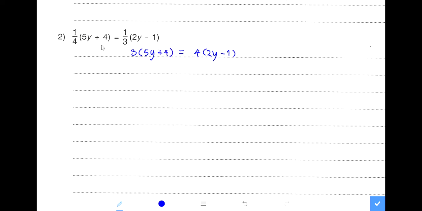Okay, it's fine. Let's do the math now. It's not hard anymore. 3 times 5 is 15y. 3 times 4 is 12. And then 4 times 2 is 8y. 4 times 1 is minus 4. So I do 15y, I move this one, minus 8y. And this is minus 4. This one, move it there, minus 12. 15y minus 8y is 7y.